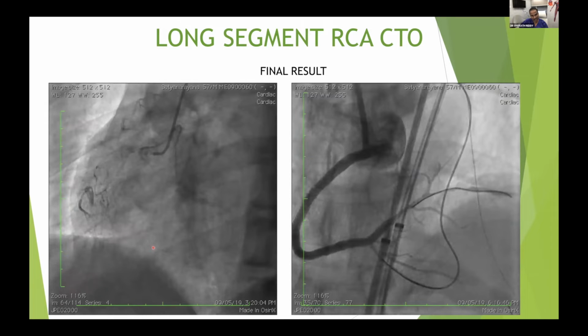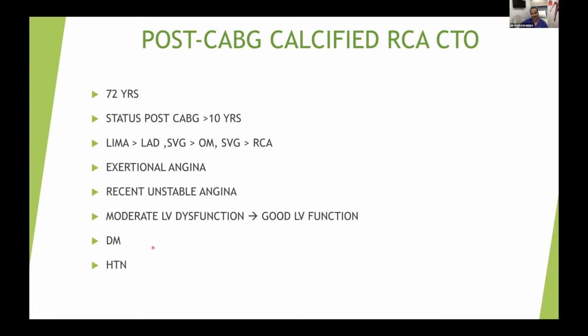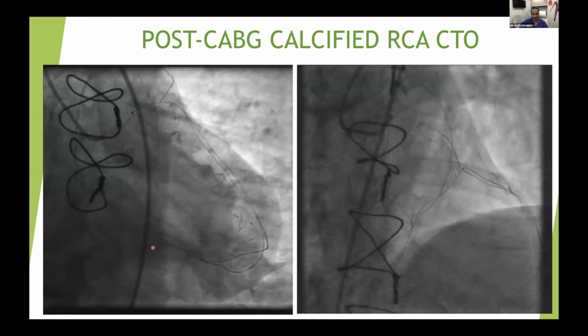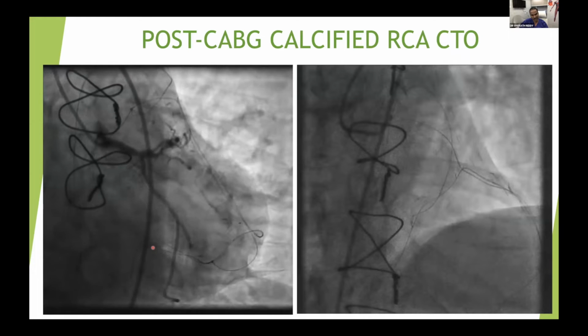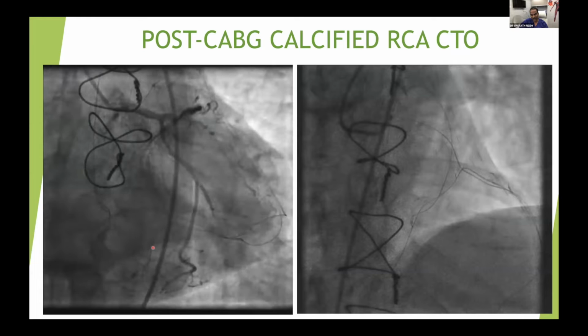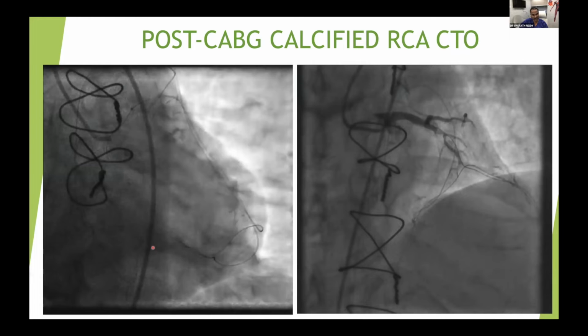So this is another case of post-CABG with calcified RCA CTO. These patients really pose a problem for any CTO interventions and also for ADR, mainly because of the multiple collateralizations which we see in post-CABG patients.